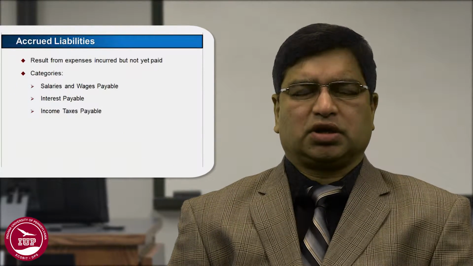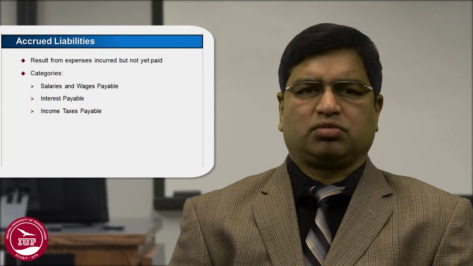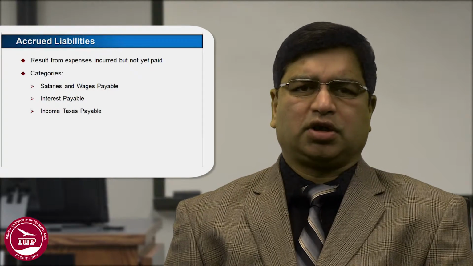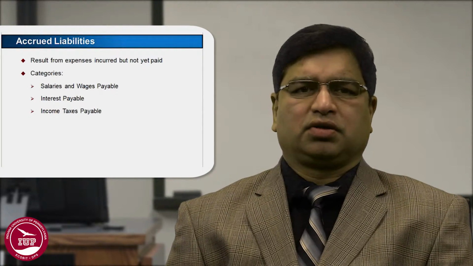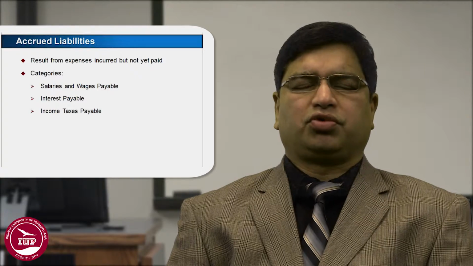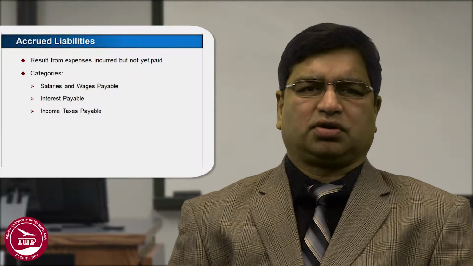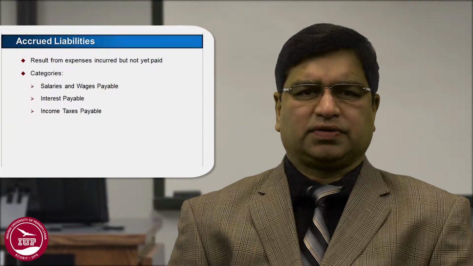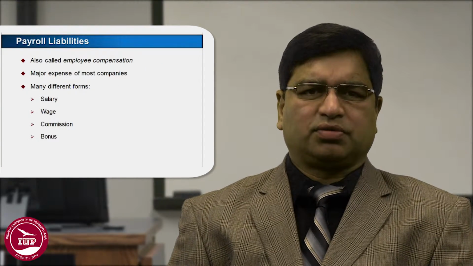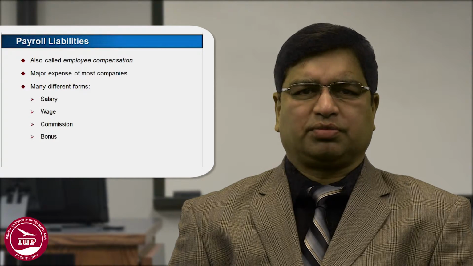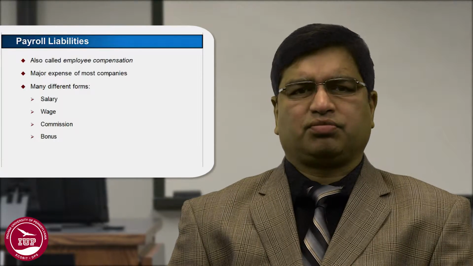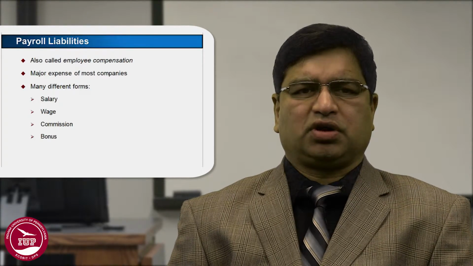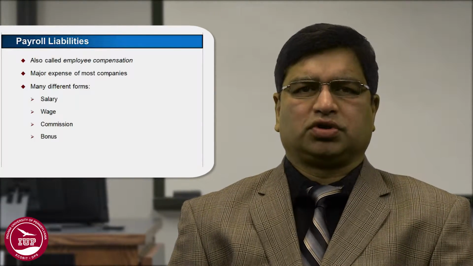Similarly, there are certain other liabilities like salaries and wages payable, interest payable, income taxes payable. All these liabilities have the word payable in it, which basically means they are due or to be paid at a certain point of time. Now, coming to the payroll liabilities, it comes in different forms. It is called employee compensation, and for many companies, it is a major expense. It can come in the form of salary, wages, commissions, or bonuses.